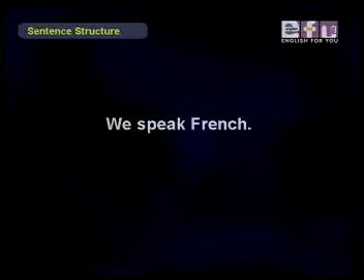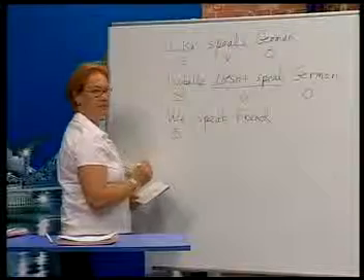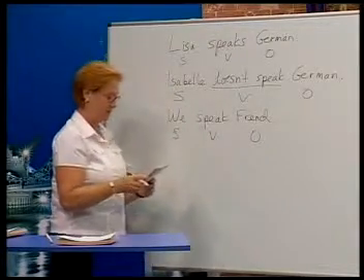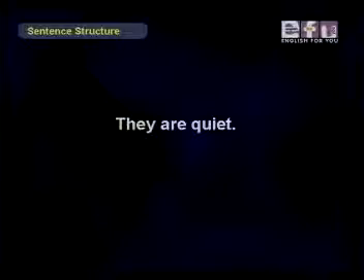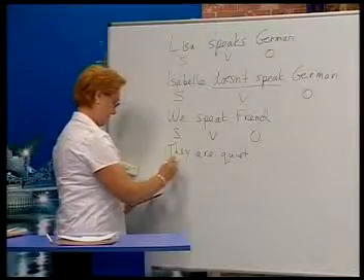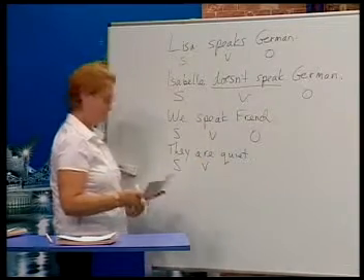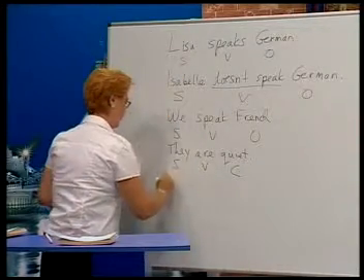Okay, one more. We speak French. Okay, Ali, you tell me the parts of the sentence. We is the subject. Speak is the verb. French is the object. Yes, very good. Now, Lisa, here's another one. They is the subject. Are is the verb. And quite is the complement. Yes, good girl.